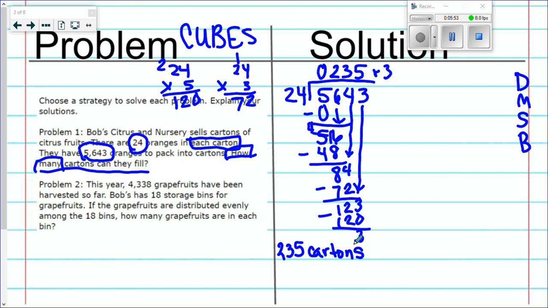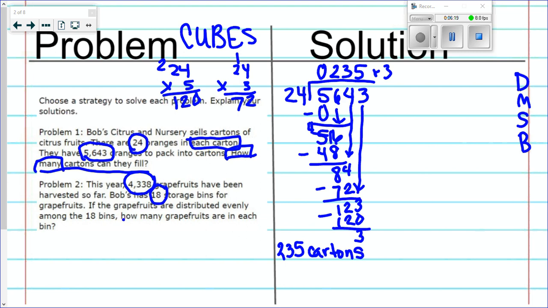Well, let's use cubes to make sure we really understand the problem and how we're going to tackle finding the solution. So this time we have 4,338 total grapefruits that have been picked. And Bob has 18 storage bins for these grapefruits. If the grapefruits are distributed evenly among the 18 bins, how many grapefruits are in each bin?